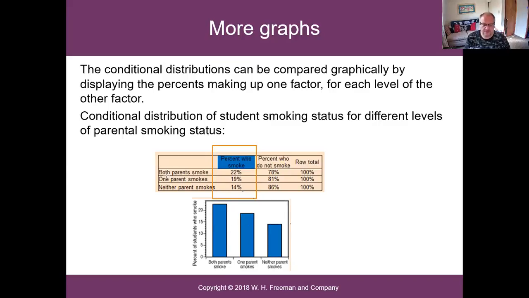All right, and that's what you're looking at here. What we did was we chose both parents smoke, one parent smokes, and neither parent smokes as our three labels on the x-axis. And then we included nice rectangular bars for each category. Both parents smoke was 22%, that's this one. And then one parent smokes is 19%, that's this one. And then of course, neither parent smokes is right here.